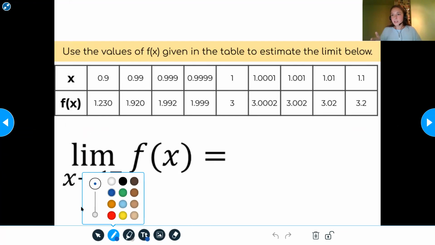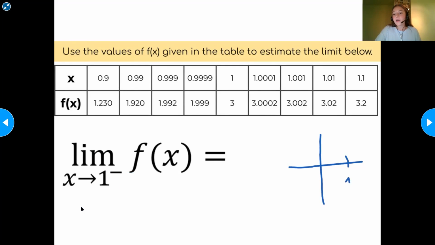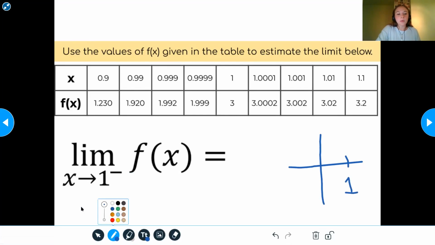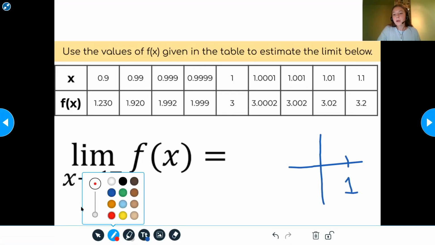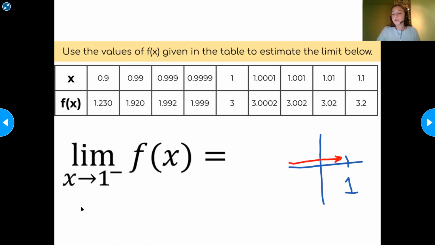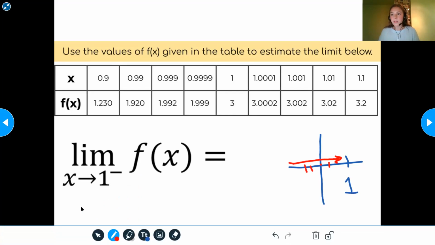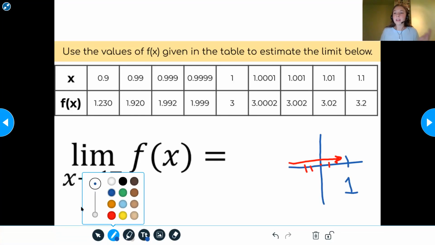So I want you to think back to topic 1.3, graphical limits. When we had a coordinate plane, if our x value 1 was on our x-axis and we wanted to approach from the left, we would be approaching from the negative infinity side, getting closer to 1. So all of these values would be less than 1. So the trick to knowing in a table whether it's approaching from the left or right is to look at whether the x values are less than 1 or greater than 1. So if we want to approach from the left, we have to find the x values that are less than 1, getting closer to 1.